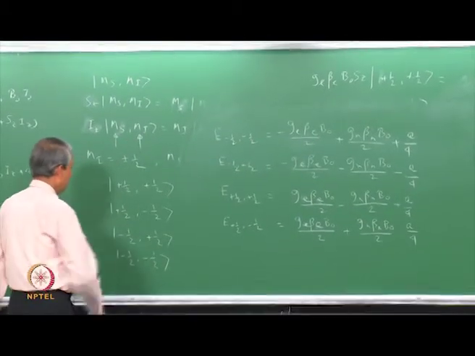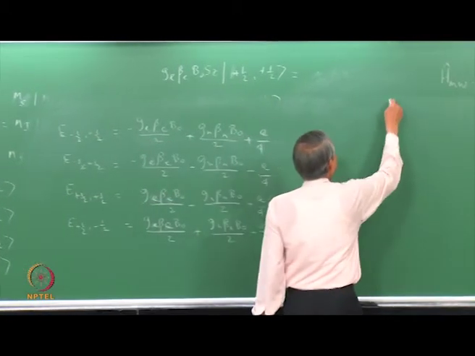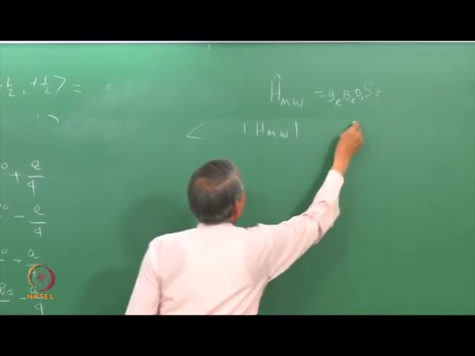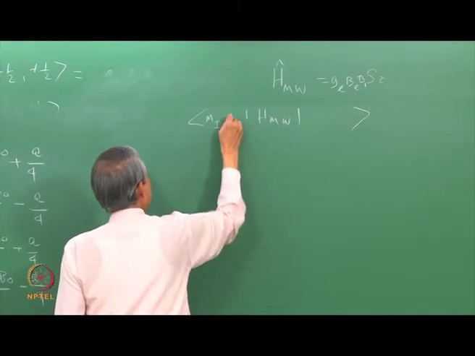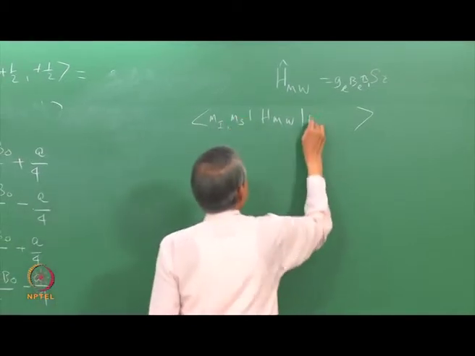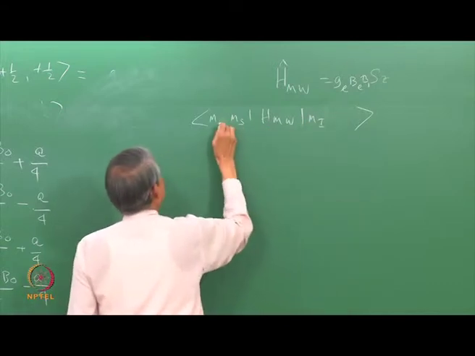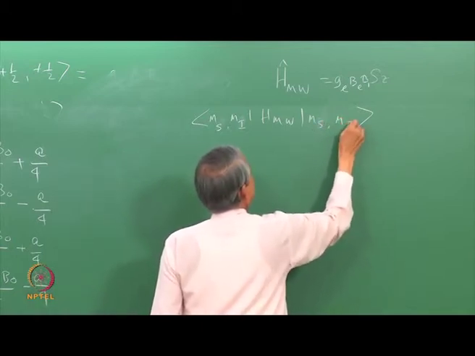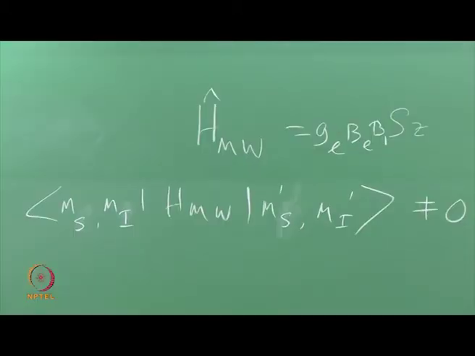So, for these 4 energy levels and the 4 wave functions that we have there, to have a transition I must get a matrix element of this kind, <M_S M_I| ... |M_S' M_I'>. This has to be non-zero for the transition to take place.